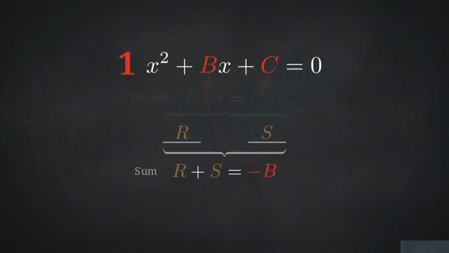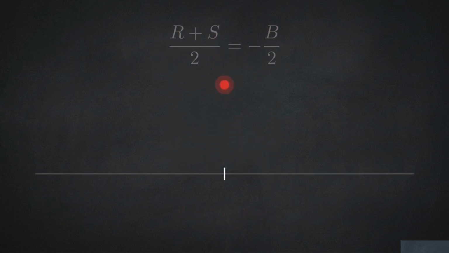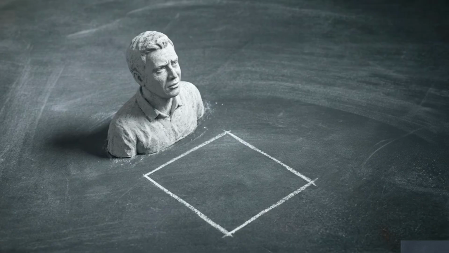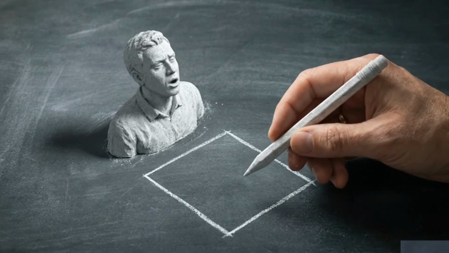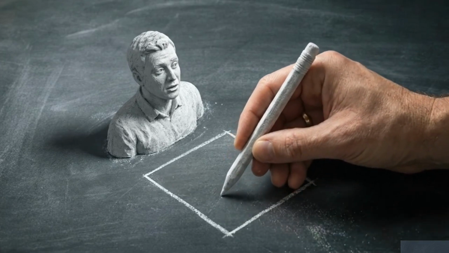If 2 unknown numbers add up to negative b, their exact average has to be exactly half of that, negative b divided by 2. Because they share this exact average, we can define the 2 roots strictly by their distance from that center point. One root is the average plus a common unknown offset, which we will call z. The other is the average minus that exact same offset. The frustrating guess and check process is gone. The entire problem is now reduced to finding one single unknown distance, z.